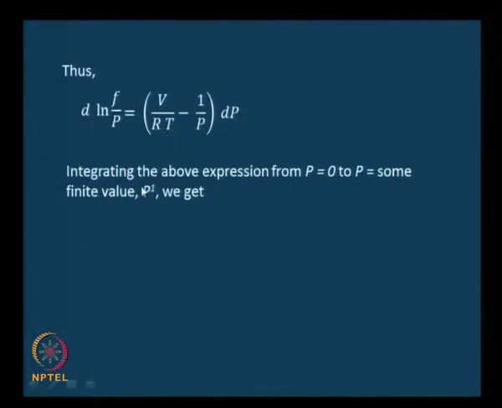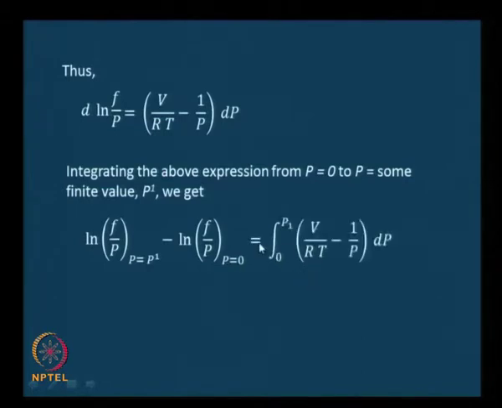Before that, let us integrate the above expression from P equals 0 to P equals some finite value P 1. And if we do that, the integral of d ln f by P is nothing but ln f by P, and the upper limit at P equals P 1 minus ln f by P at the lower limit P equals 0, which equals the right hand side integral of 0 to P 1 of V by RT minus 1 by P dP.